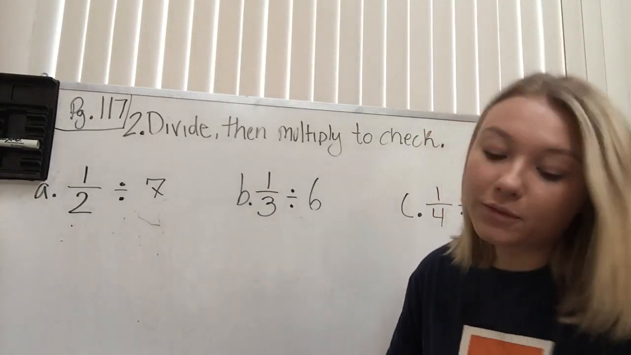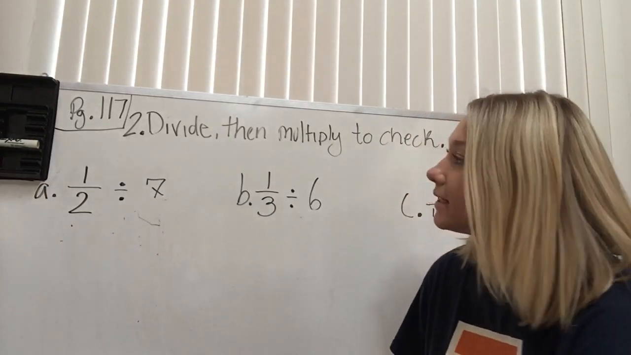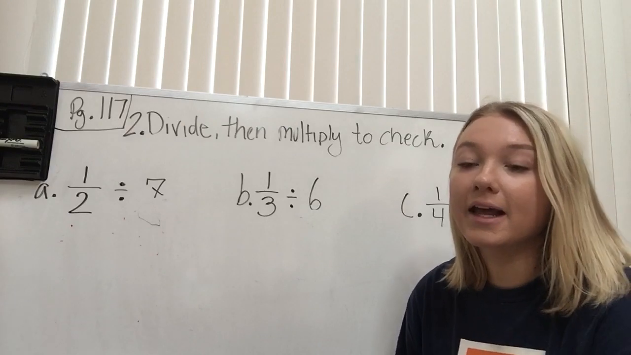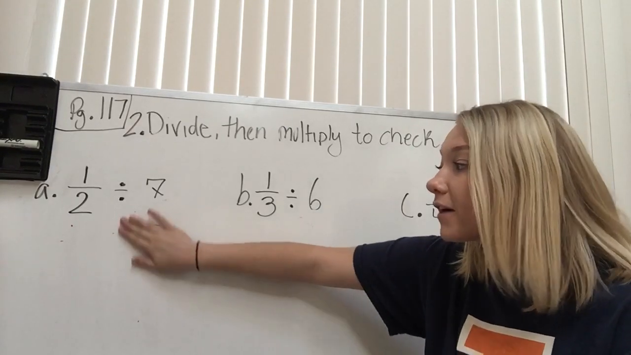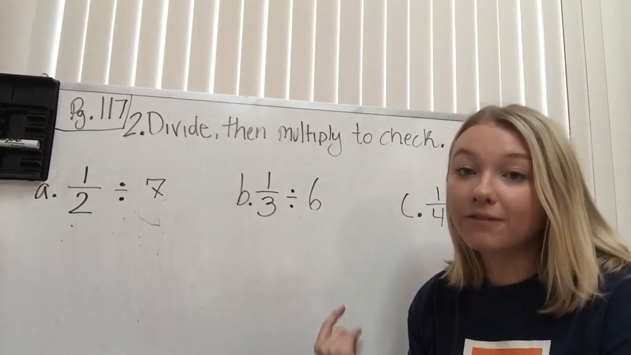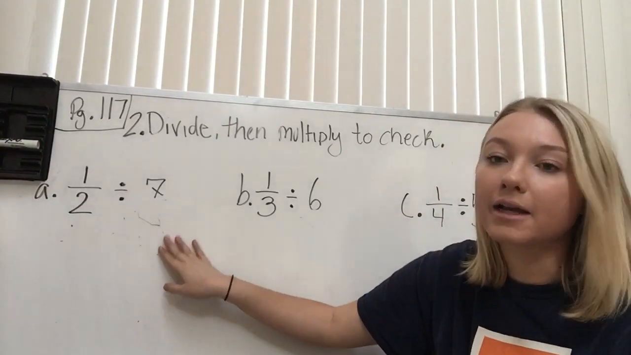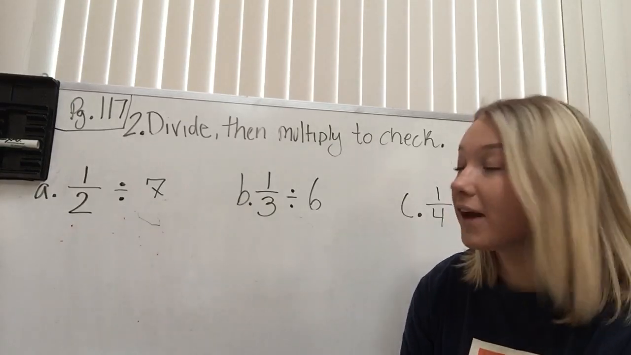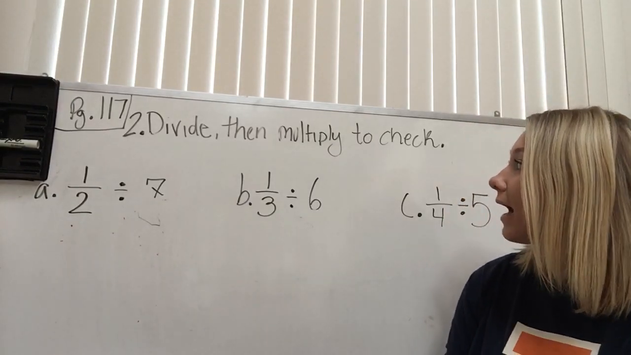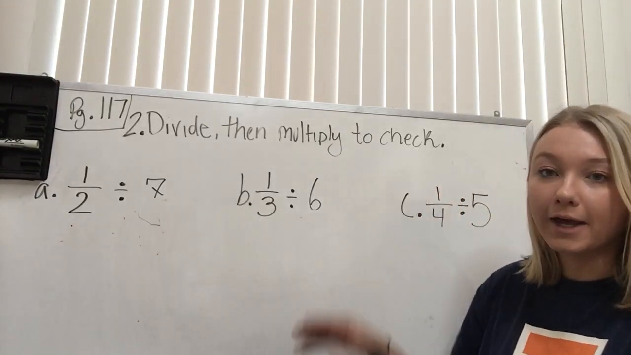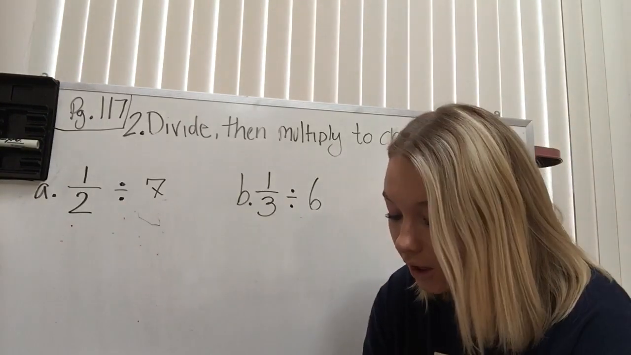We're gonna do this chart really quickly. Last time we were dividing, and the first factor was a whole number, the second factor was a fraction. Now the first number is a fraction and the second factor is a whole number. So it says divide, then multiply to check, okay? Those are the directions.